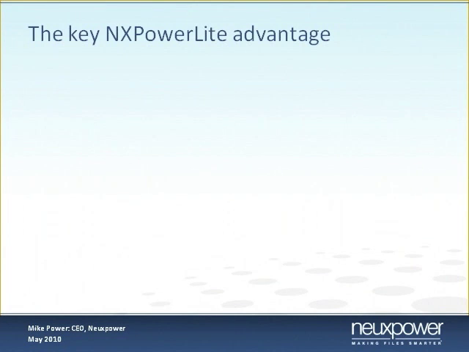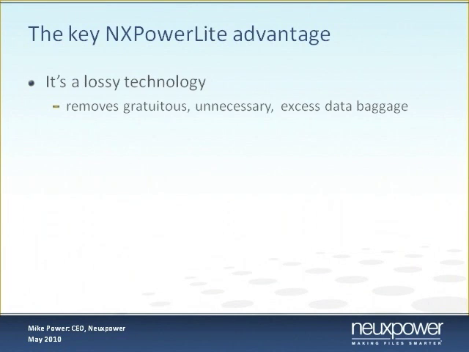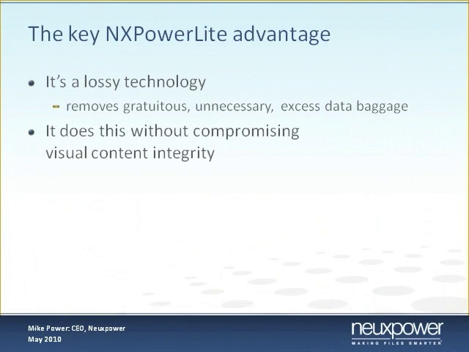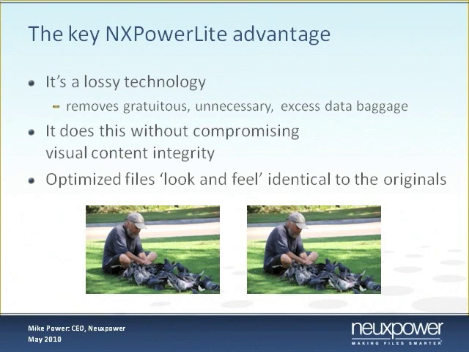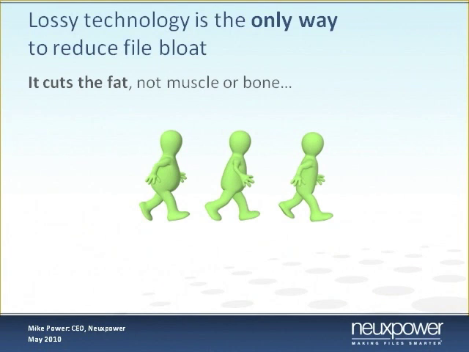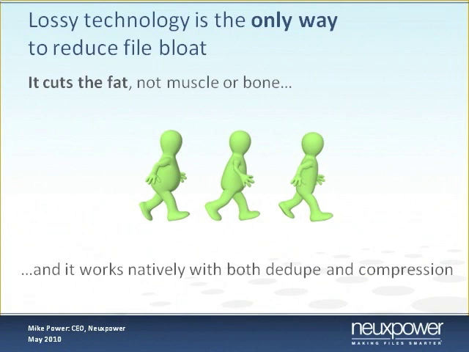The key to Neuxpower file optimization software is that it's lossy. This may sound a little dangerous, but the data that we're removing is gratuitous. It's unnecessary baggage that nobody actually needs. And we do this taking great pains to make sure we don't compromise the visual integrity of your files. By that, I mean that the optimized files should look and feel identical to the originals in every way. They'll just be a lot smaller. Lossy technology is the only way to reduce file bloat, and because we're tackling the problem at the source, those reductions will be passed on and will enhance the effects of both dedupe and compression.